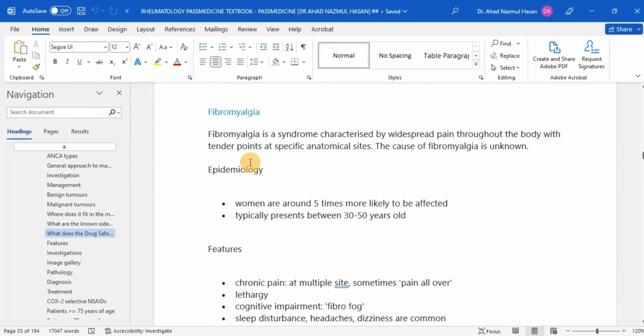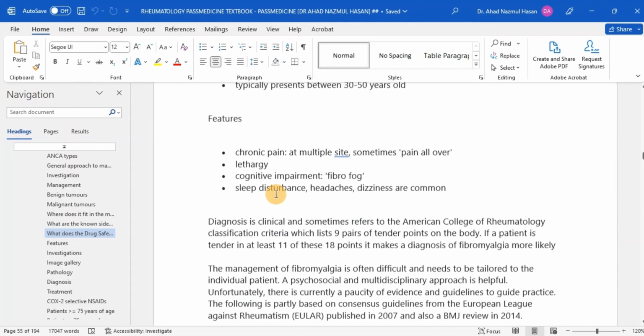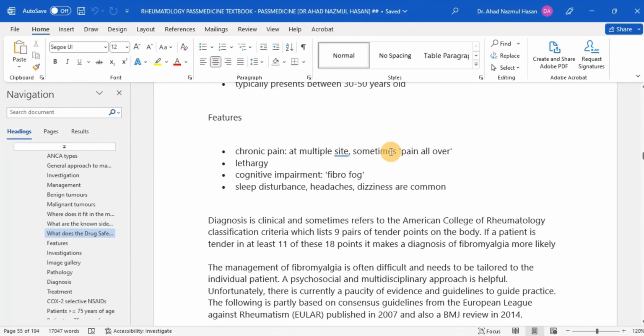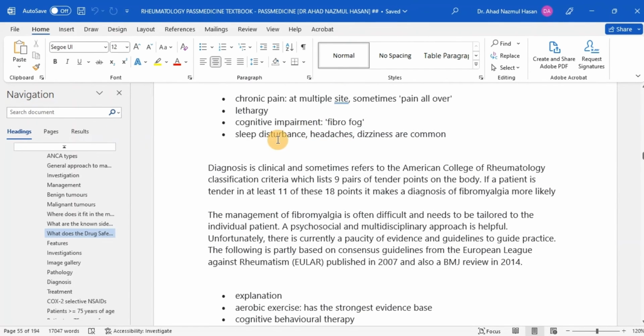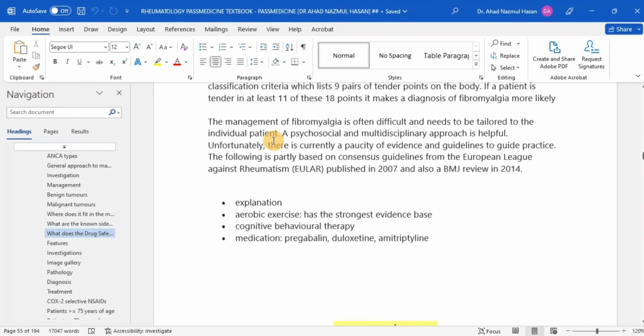Fibromyalgia, typically the females are more commonly affected and there should be widespread pain throughout the body with tender points. And pain would be at multiple points or sometimes they explain it as an overspread pain or pain all over the body. And there may be some sort of sleep disturbance or psychiatric problem.